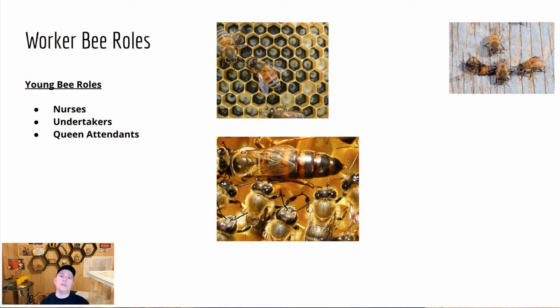And these jobs are typically determined by the age of the bee. So when a new worker emerges from a cell, some of the jobs that they typically have are, first, a nurse bee. A nurse bee attends to the eggs and larvae, makes sure they have food and there's nothing bothering them or anything like that.